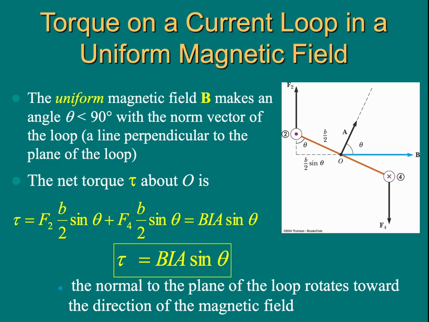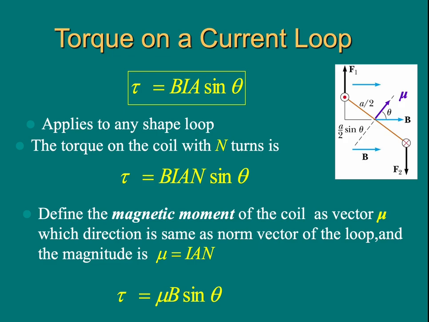If the magnetic field makes an angle theta with the normal vector of the loop, which is vector A in the graph, then we can calculate the torque in this case, given by B magnetic field, I current, A area of the loop, and sine theta. For a current loop inside the magnetic field, the total torque equals B times I times A times sine theta.